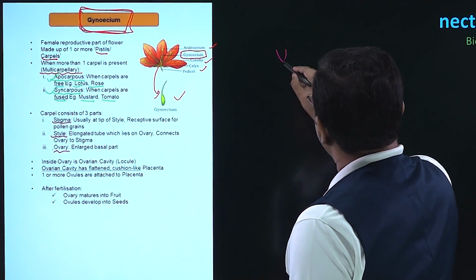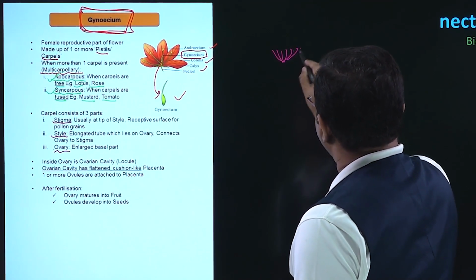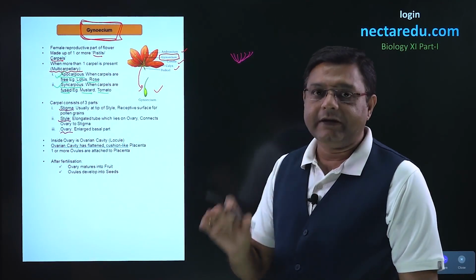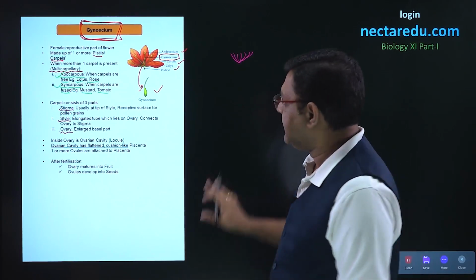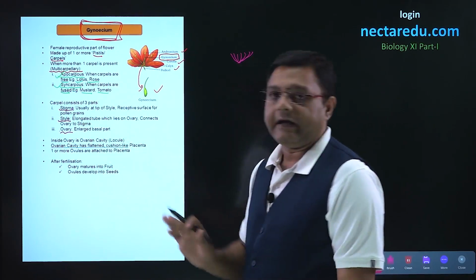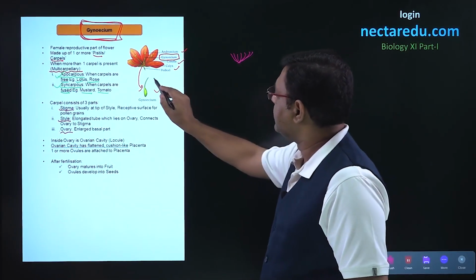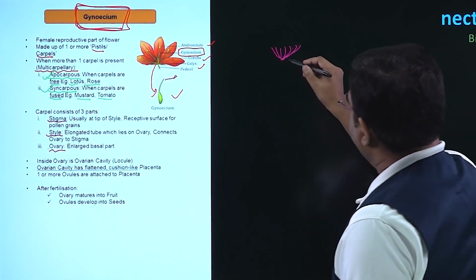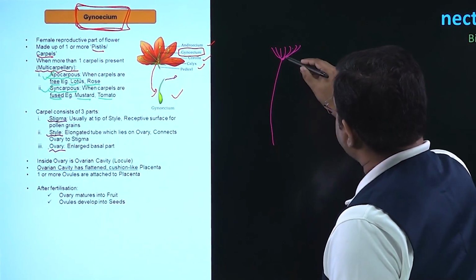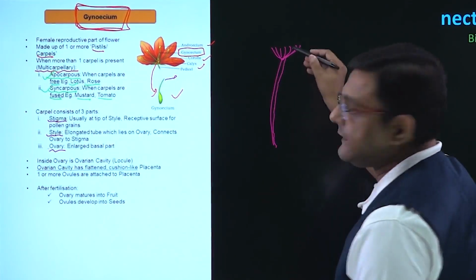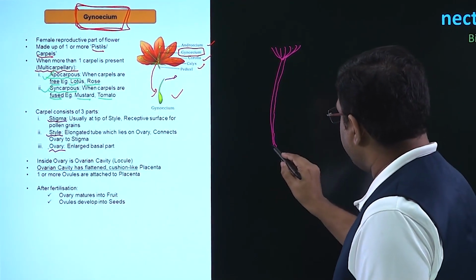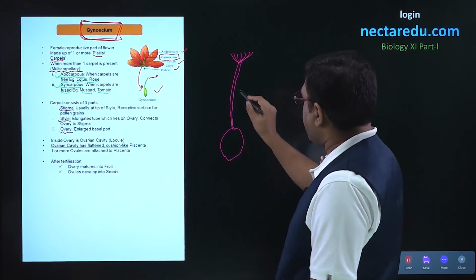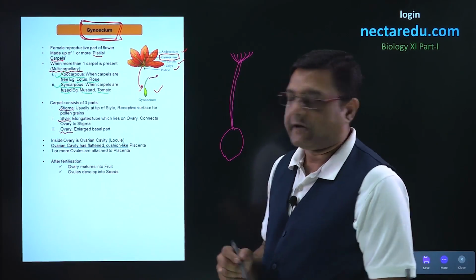So stigma is actually the receptive part. The part which will actually receive the pollen grains is called the stigma. It is present on the topmost part of the carpel. Now there will be a long tube-like structure which will attach this stigma with the swollen base, that is the ovary, and this tube is called style.